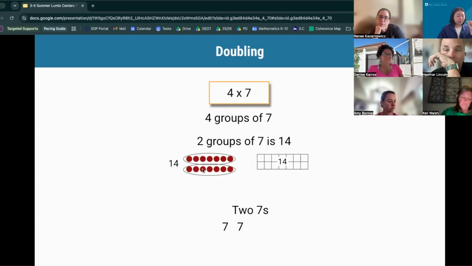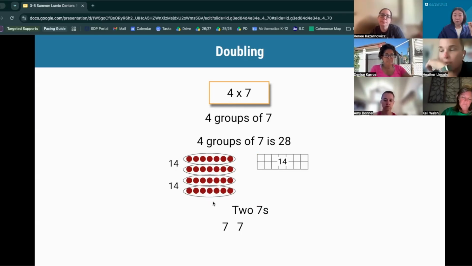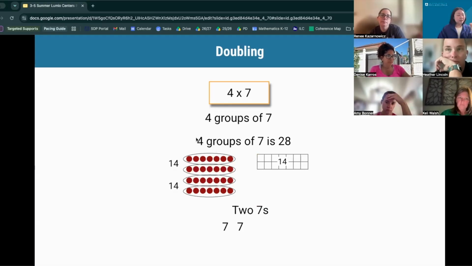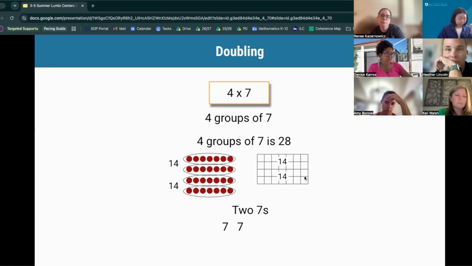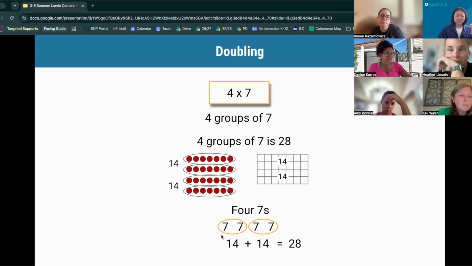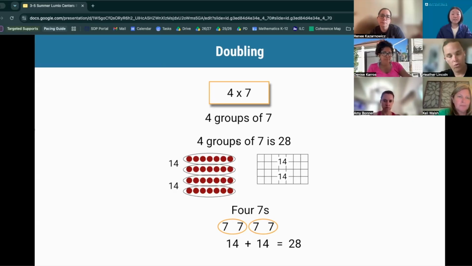So if 2 groups of 7 is 14 and I double those 2 groups, then now I have 4 groups of 7. So I can double my 2 groups of 7, make 4 groups of 7, and know that it's 28. Here's one visual example of using counters or an area model, or even just a very abstract model of having 4 7s written out. But this is an idea of doubling. If I anchor my facts in 2s, that can help me with my 4s because I can just double my 2s facts.